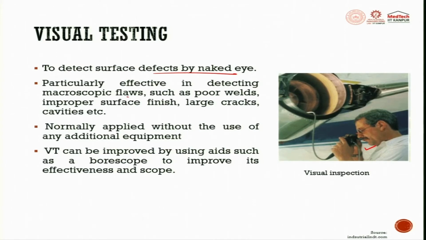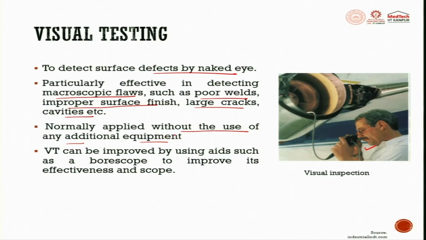It is particularly effective in detecting macroscopic flaws such as poor welds, improper surface finish, large cracks, cavities. It is normally applied without the use of any additional equipment, but equipment is also used. Visual testing is the most commonly used test in industry, because it is the first test that you try to employ on any of the systems that you have, when visually it is not looking correct.